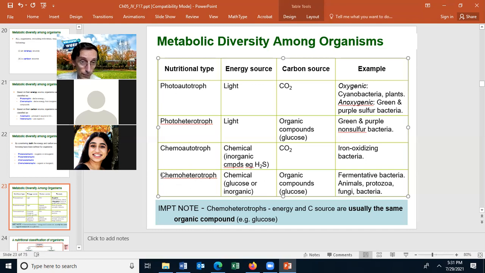We can't. We're only a chemoheterotroph. But Euglena, as I mentioned, can be acting as three different ways. And then some of the chemosynthetic bacteria will use whatever is available. And they will act as a chemoautotroph if glucose is not around. But if glucose is around, they can act as a chemoheterotroph.